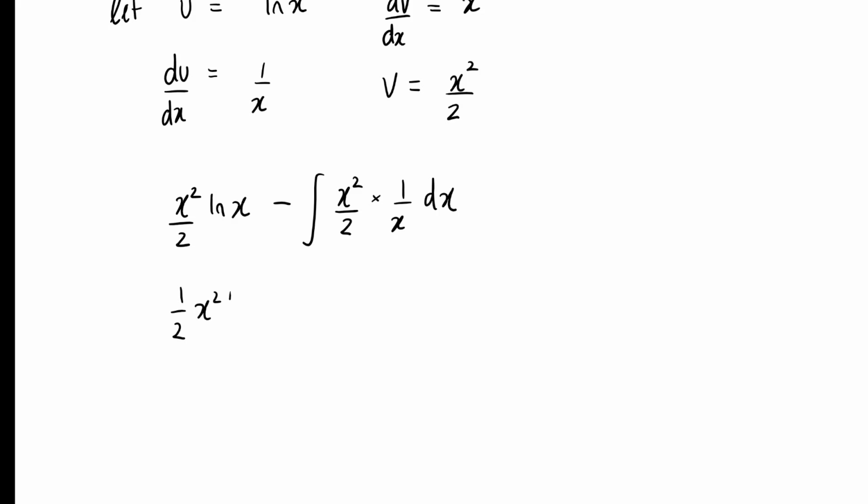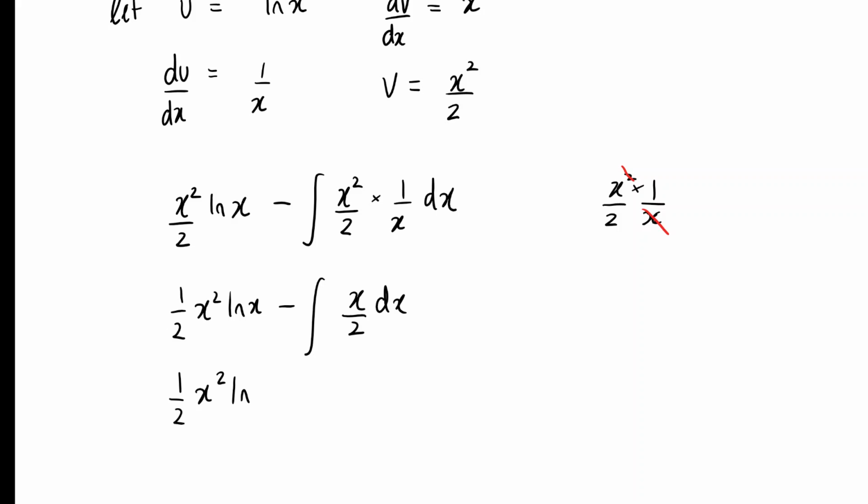One half x squared ln x minus, and then the integrand, the inside of the integral, requires a bit of simplification. x squared over 2 times 1 over x, we just cancel an x top and bottom, making x over 2 dx. One half x squared ln x minus x squared over 4 plus c. That's the integral of x ln x.